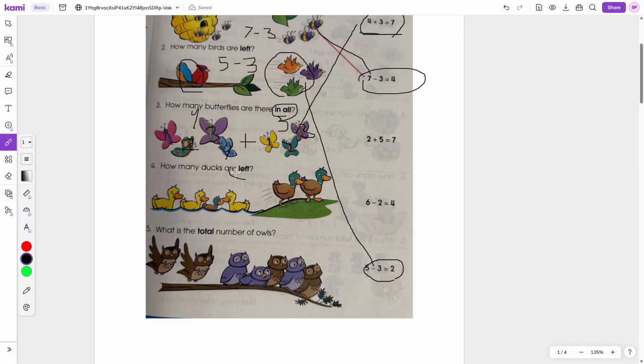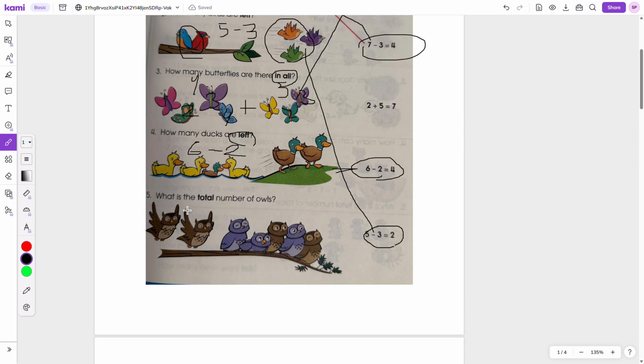How many dogs are left? So we have to subtract to find the number. So we have a total of 1, 2, 3, 4, 5, 6. And we have to subtract 2. So it will be 6 minus 2, and 4 dogs are left.